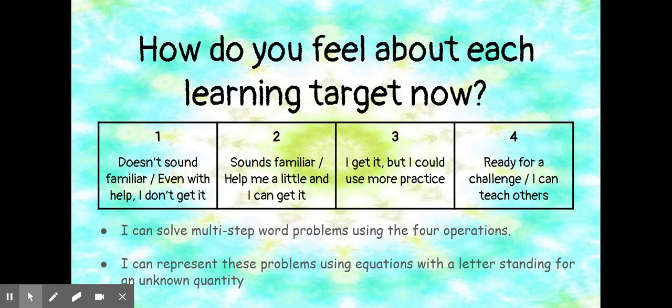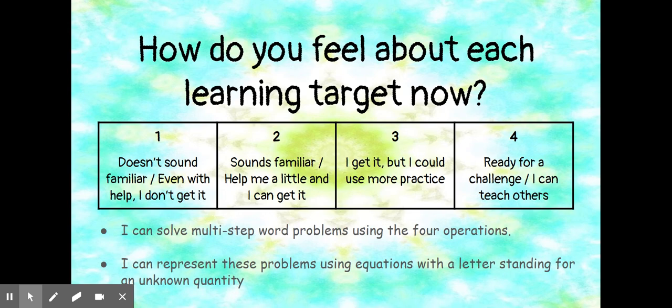What I want you to think about is that second learning target where most of you were a 1 or a 2. What are you now? Let me read that to you. It says, I can represent these problems using equations with a letter standing for an unknown quantity. Do you know now what a letter standing for an unknown quantity means? I hope you're more familiar with it. So maybe you've moved from a 1 to a 2. Maybe you've moved from a 1 to a 3.